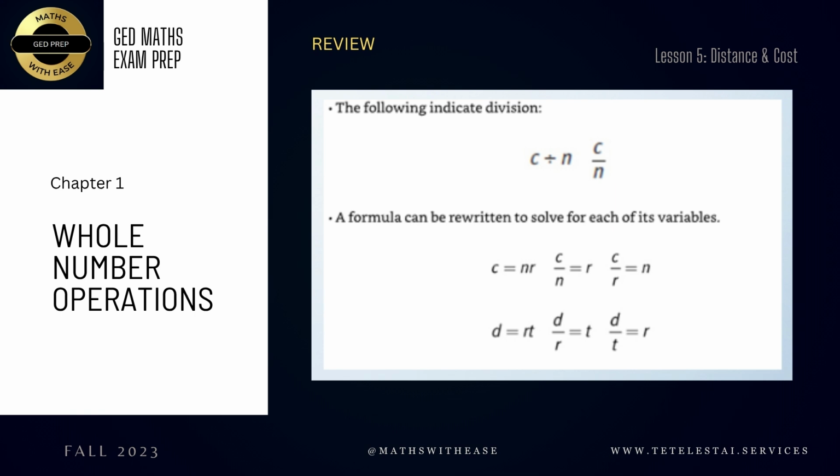And how do you do that? You divide both sides by N. When you divide this side by N and you divide this side by N, N will cancel out N, because N divided by N is 1, right? You're pretty much dividing the same variable into itself, so they cancel each other out, and you would be left with C over N equals R.